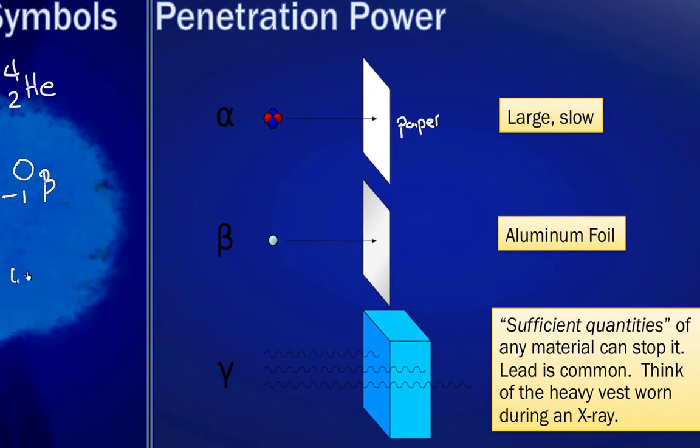The last symbol, for a gamma particle, is going to look a little bit different. It's going to be 0 over 0, and then we have the symbol gamma. And gammas, we said, are very penetrating. They're high energy, and sufficient quantities of any material can stop it, but most commonly we use lead. Think of when you go get x-rays done of your teeth or your head, they're going to put a lead vest on you because they're trying to stop the gamma rays from penetrating through your vital tissues. However, if you looked on the outside of a nuclear reactor, what you would find is thick walls of concrete, which can also stop the gamma radiation.